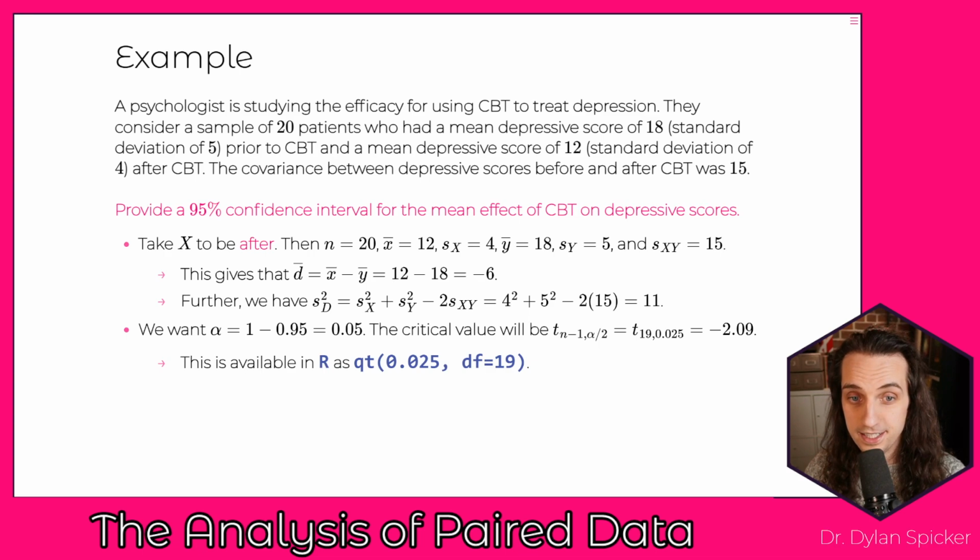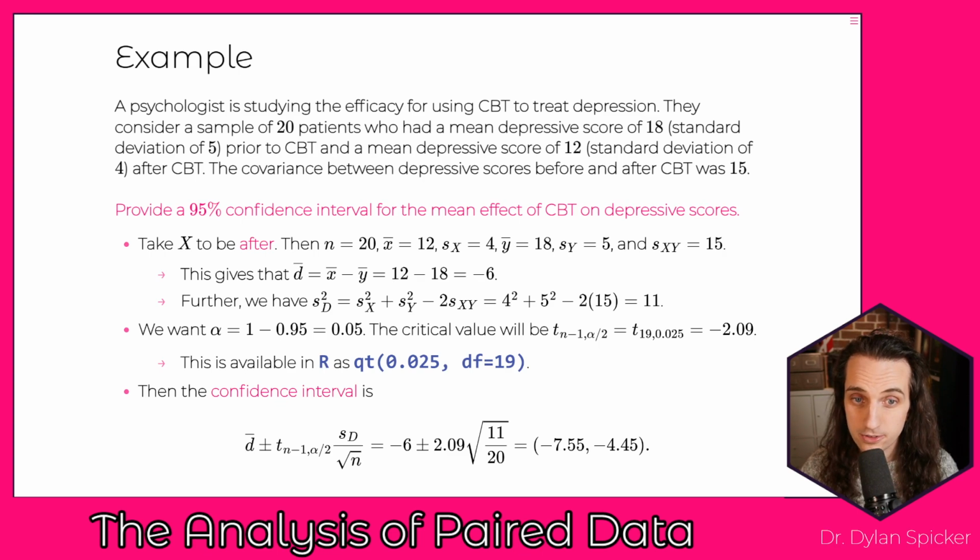If you actually wanted to get this for yourself, you can turn towards R using the QT command. It's going to give us our critical values from the T distribution. We want a level of 0.025. We want 19 degrees of freedom, right? So QT is going to always give us that. That will give us out that negative 2.09.